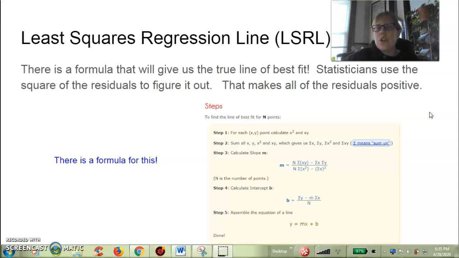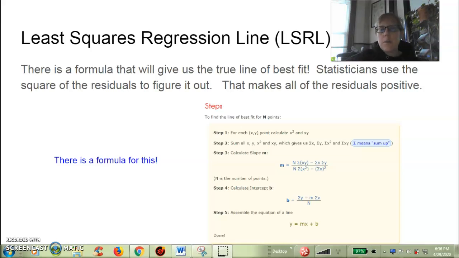I do want to show this symbol, though. You see this symbol that looks like a fancy E? That is a Greek letter, and you know what? I don't know what letter that is in Greek right now. I'll have to look that up and give that to you in a later video. But in mathematics, when you see that, that just means the sum of all of these numbers.